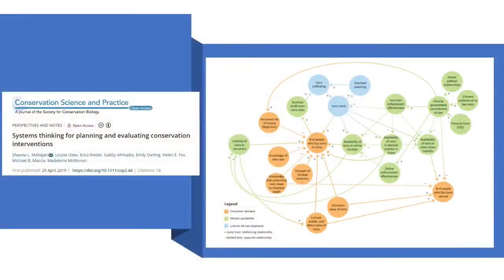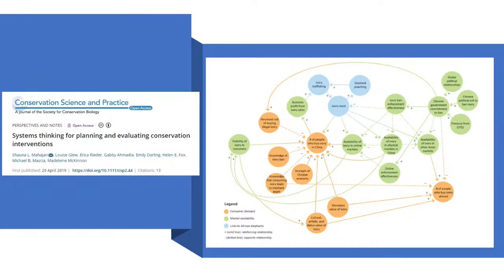But these causal loop diagramming methods have also been used to look at the relationship among drivers in the ivory trade. This was a paper that came out in 2019. They found both negative and positive feedback loops, not surprising, right? And they found that consumer demand in China and market availability were ultimately what was driving ivory trade in this instance.